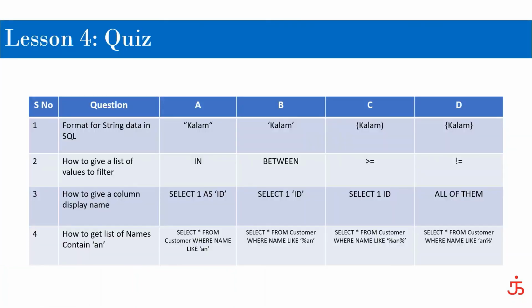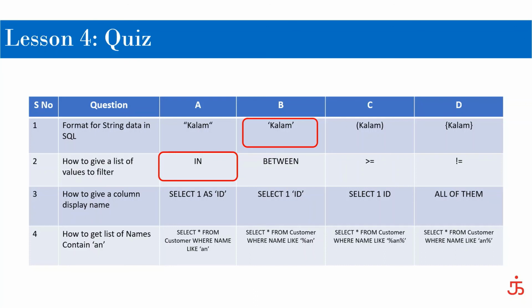So now get ready with the quiz. The first question is the format for string data. How do we specify string data in SQL? Is it using double quotes, single quotes, parentheses, or curly braces? It is single quotes in SQL. Then moving on to the second question: how to give a list of values to a filter? It's not the range operator, it is a list of values. So IN is the right answer, because with IN we provide an inclusion list or exclusion list.